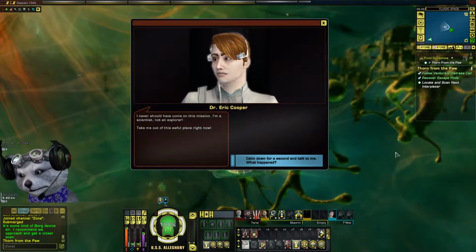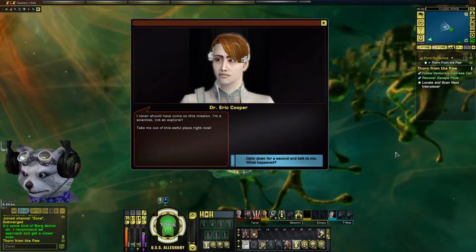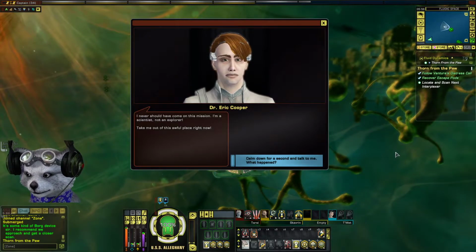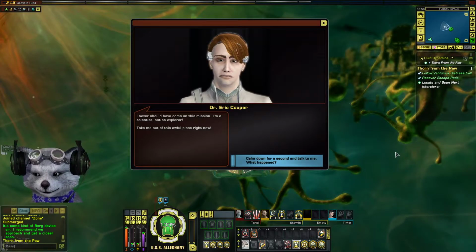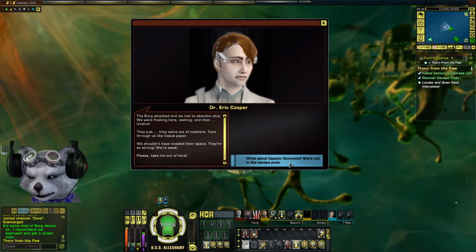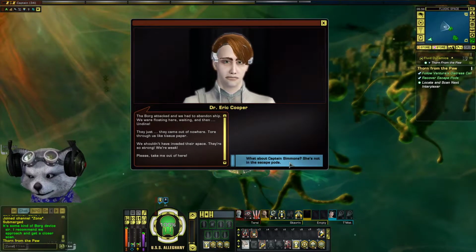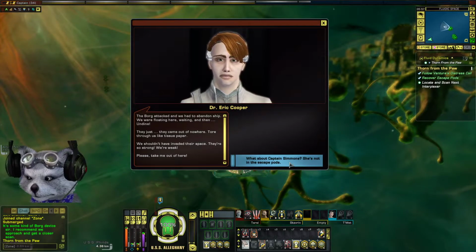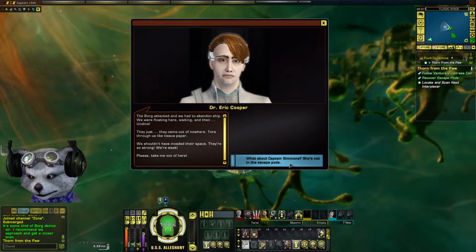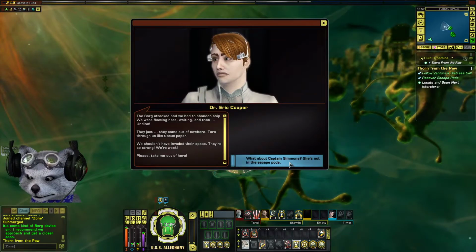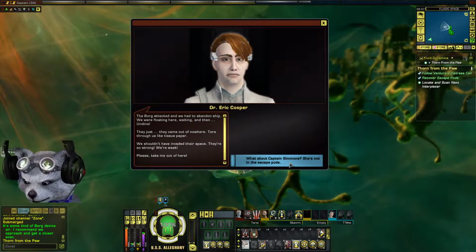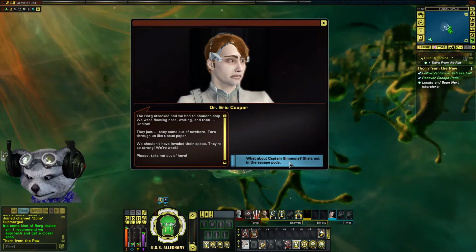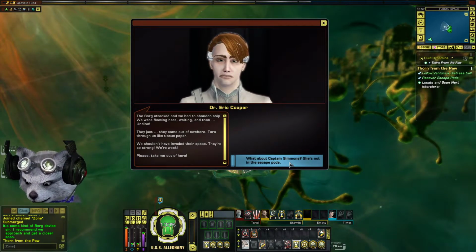I never should have come on this mission. I'm a scientist, not an explorer. Take me out of this awful place right now. Okay, calm down for a sec and talk to me. What happened? The Borg attacked and we had to abandon ship. We were floating here, waiting, and then... Undine! They came out of nowhere, tore through us like tissue paper. We shouldn't have invaded their space. They're so strong, we're weak. Please take me out of here.